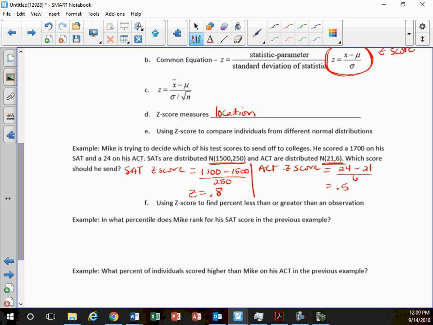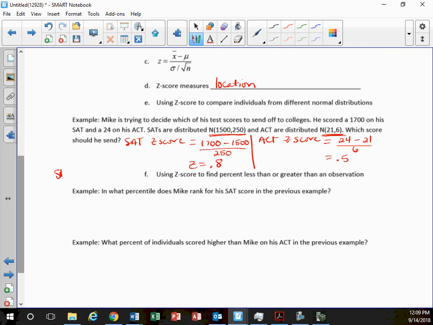Okay, so which one's better? The SAT, yeah. He's closer to 1 standard deviation above with his SAT than he is with his ACT. So we should send this SAT. We can also figure out exactly what percentile he ranks in both of those. We're just going to look at the SAT, but that would be another way you could compare, which percentile is higher. So we're going to use our calculator again for this.